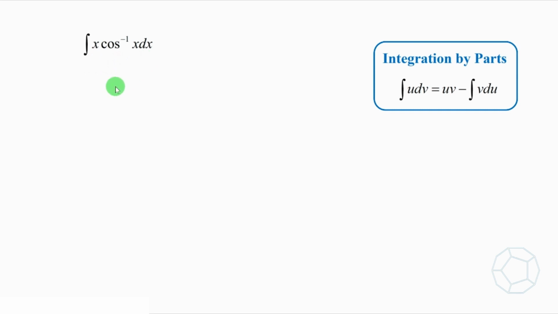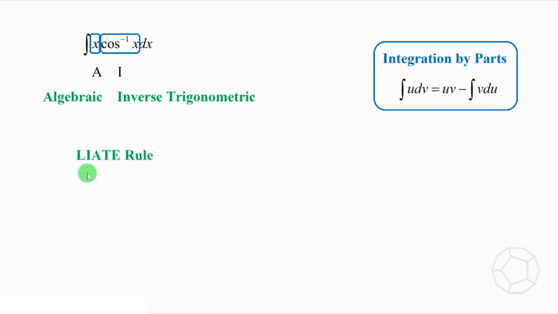First of all, we have to decide which term to be absorbed into the differential. Because x is an algebraic function, A, and arc cosine x is an inverse trigonometric function, I. By the last rule, I is in front of A. So I is u and A is dv. In other words, we have to absorb x, that is, to integrate it.